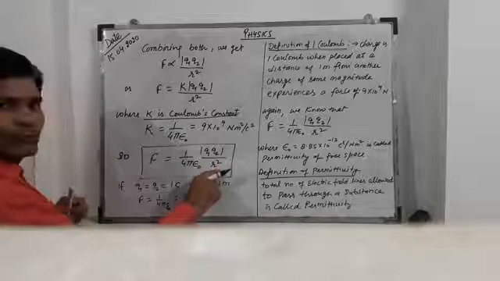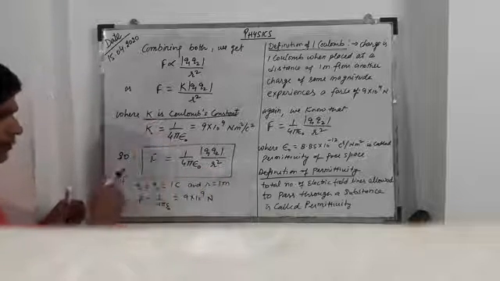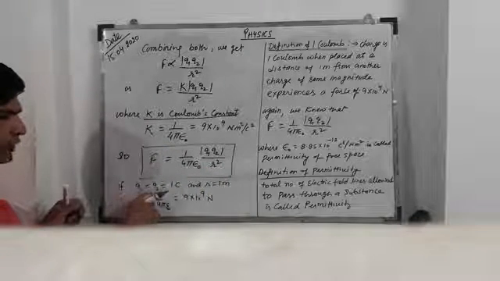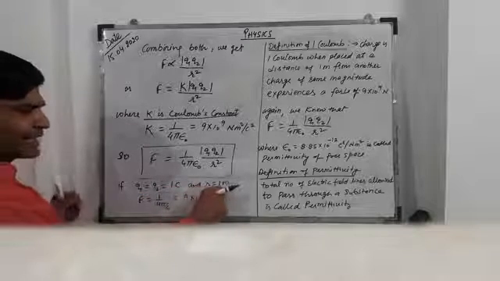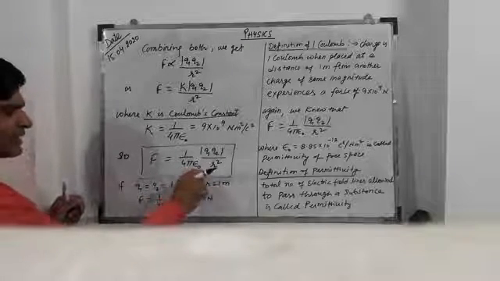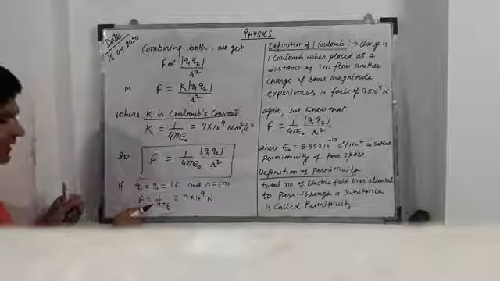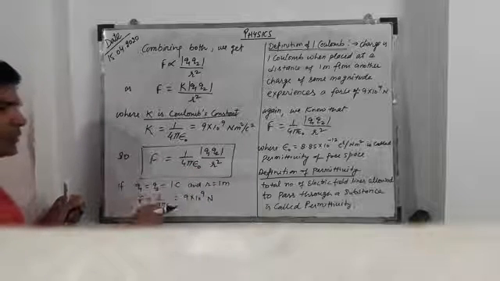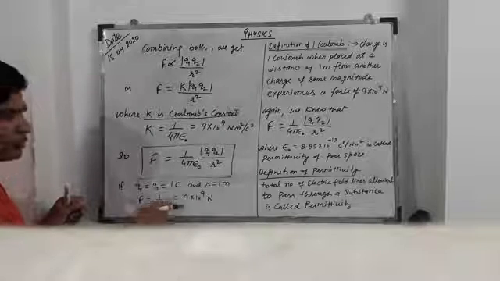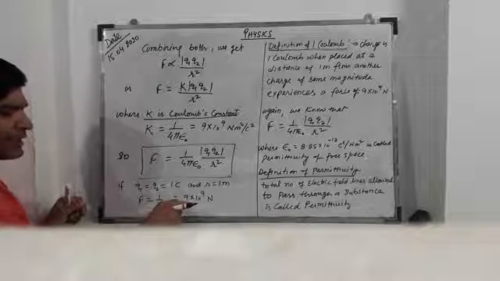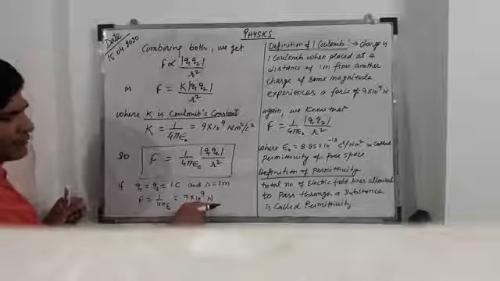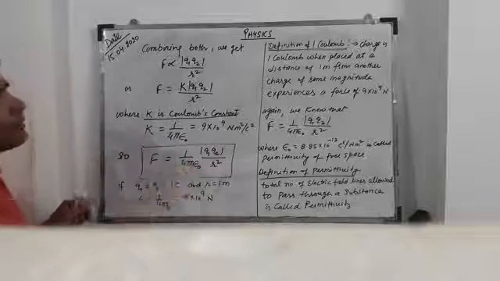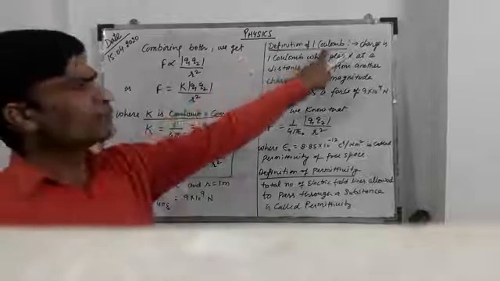So the formula is F is equal to 1 upon 4 pi epsilon naught q1 q2 upon r square. Okay. Now if we put q1 equal to q2 equal to 1 coulomb and r equal to 1 meter in this formula, then we get F is equal to 1 upon 4 pi epsilon naught, or equal to 9 into 10 to the power 9 newton. Okay. Then we can define 1 coulomb.